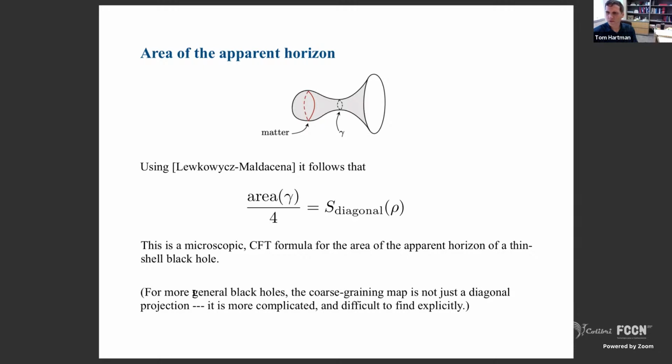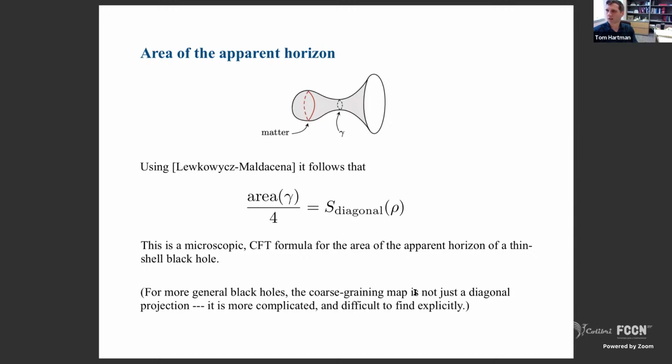For more general black holes, the coarse graining map is not just a diagonal projection. I've discussed the simplest case, these thin shell black holes that are locally eternal black holes. But as soon as you start perturbing them, adding more matter, looking at more complicated black holes that are not locally the eternal black hole, you can still go through this procedure where you use wormholes to determine the coarse graining map. But it's something much more complicated. In general, it seems to be very difficult to find explicitly.